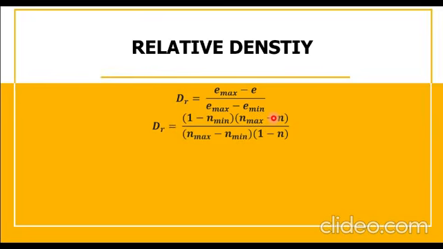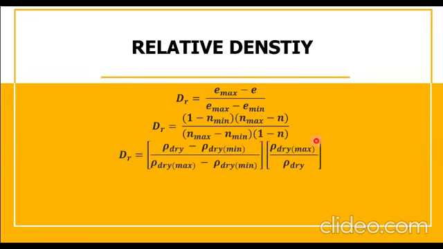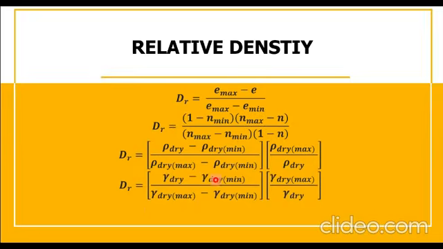Relative density can also be expressed in porosity. So 1 minus n min multiplied by quantity n max minus n all over quantity n max minus n min multiplied by quantity 1 minus n. And also, in terms of density, we can also compute for the relative density of soil in terms of unit weight of soil.